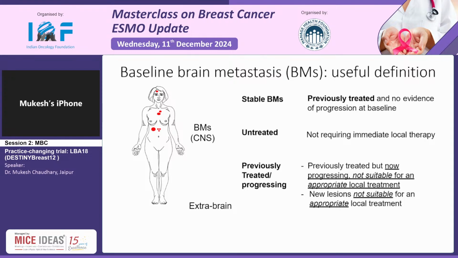The various definitions of brain mets. One is stable brain mets, which were previously treated and have no evidence of progression at baseline. In untreated patients, there is no requirement for immediate local therapy. Then previously treated but now progressing and not suitable for any appropriate local therapy, and any new lesion which is not suitable for appropriate local therapy.